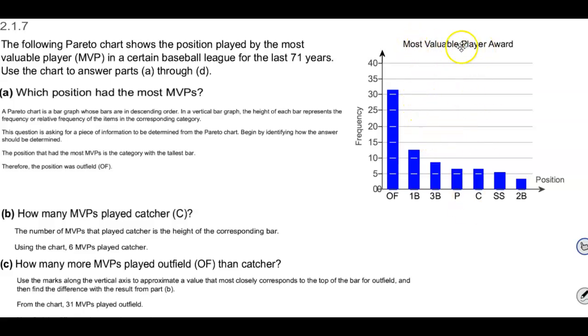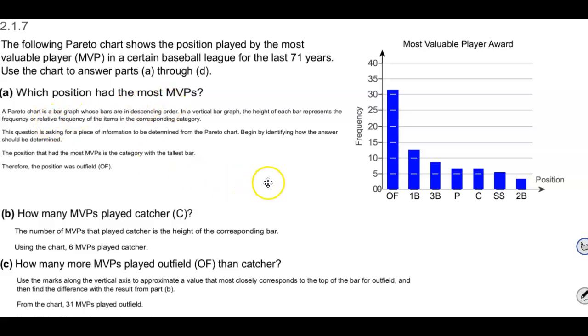You can see that the most valuable player award represents the frequency. The frequency goes from 0 to 40. And then for the position, you have outfield, first base, third base, pitcher, catcher, shortstop, and second base. Now it says in part A, which position had the most MVPs?